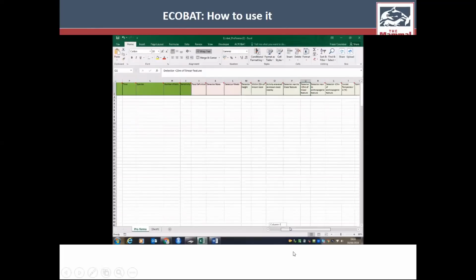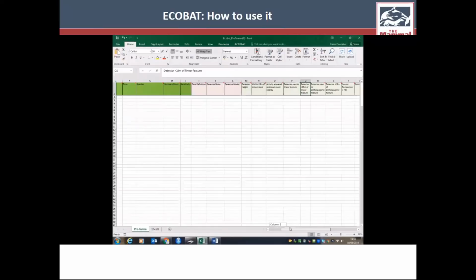Also, if you've used the system before, you'll remember that you used to have to upload nightly summaries of how many bat passes of each species you'd had per night. What we're doing now is we've changed that, so you can just upload your data as it comes out of your analysis system. So each row of data is each one of your bat passes.